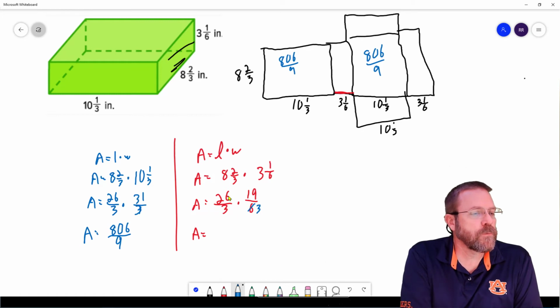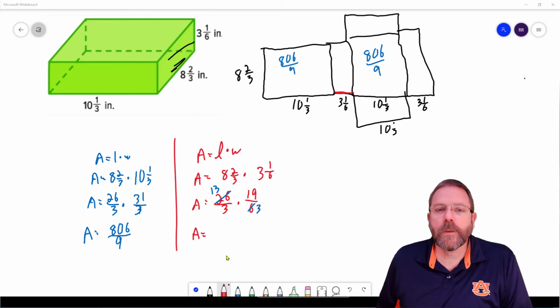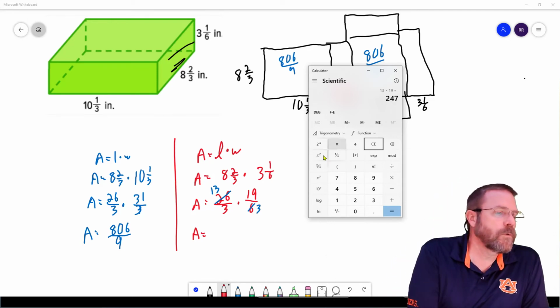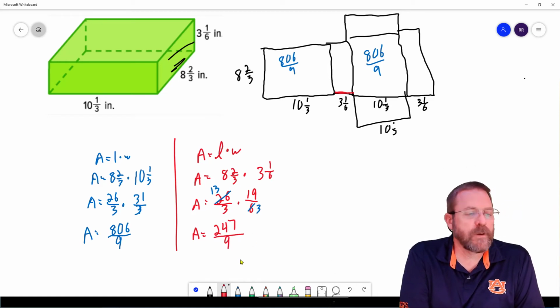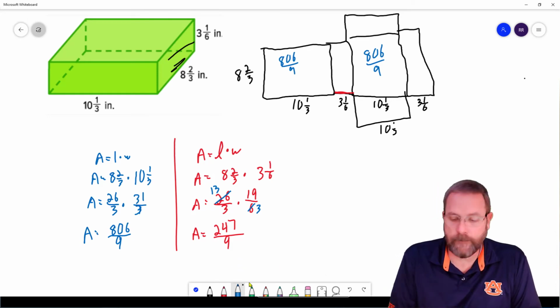2 goes into 6 3 times. 2 goes into 26 13 times. And now we're going to take and multiply that. Grab our calculator. 13 times 19 is going to equal 247. 247 divided by 3 times 3, that's going to be 9 again. So at least so far we have a common denominator.